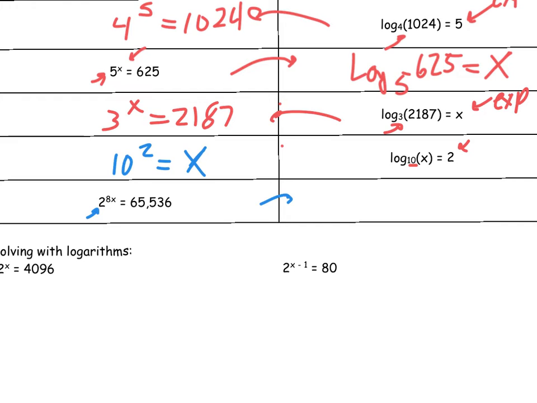My base is 2. My exponent is 8x. So it's going to be log base 2 of the number part, 65,536, equals your exponent, which is 8x. And there you go.